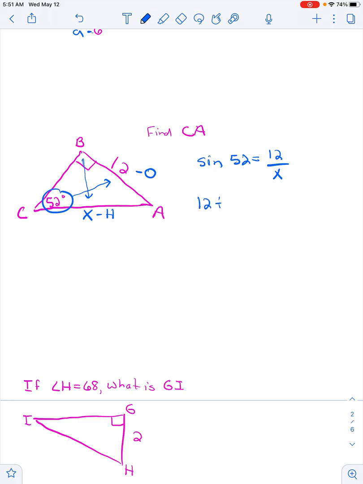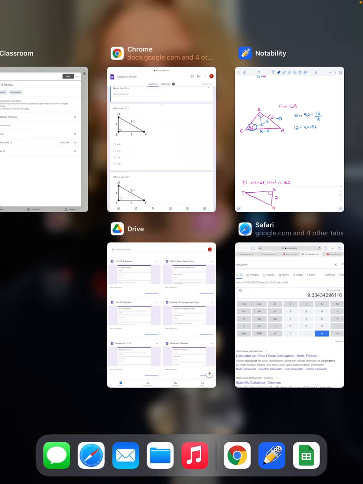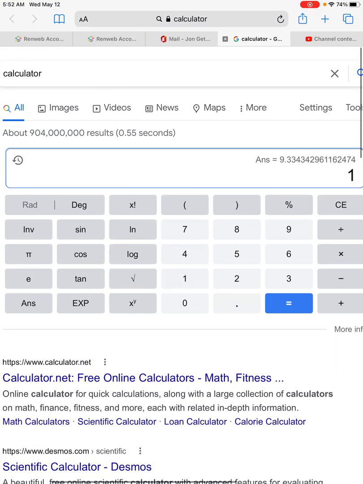So 12 divided by sine 52. So 12 divided by sine 52 equals 15.2.